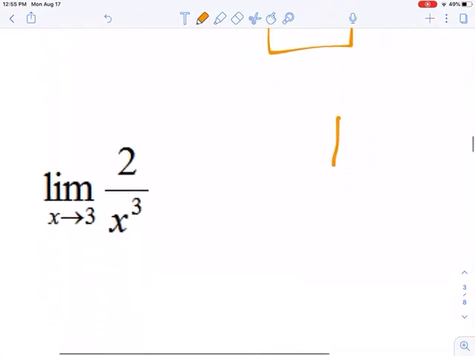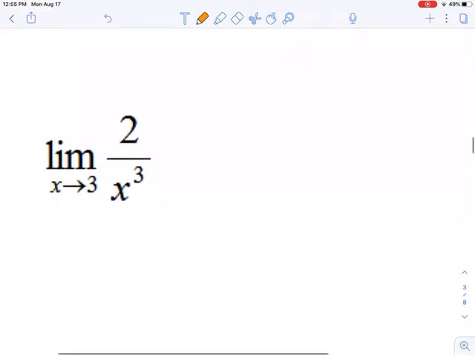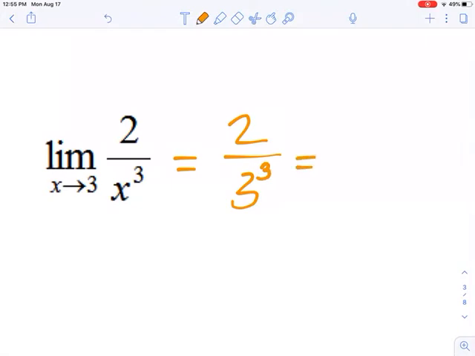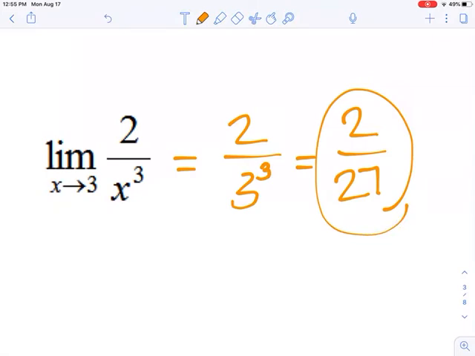Okay, let's look at this one right here. The limit as x approaches 3 of 2 over x cubed. Now, 0 would make our denominator 0, but that's not where our limit is, so we don't have to worry. So all we have to do is take that value and throw it in. So we have 2 over 27, and that is the limit as x approaches 3 of 2 over x cubed.